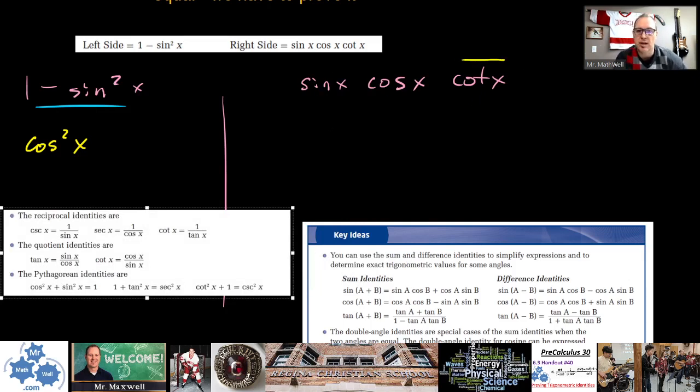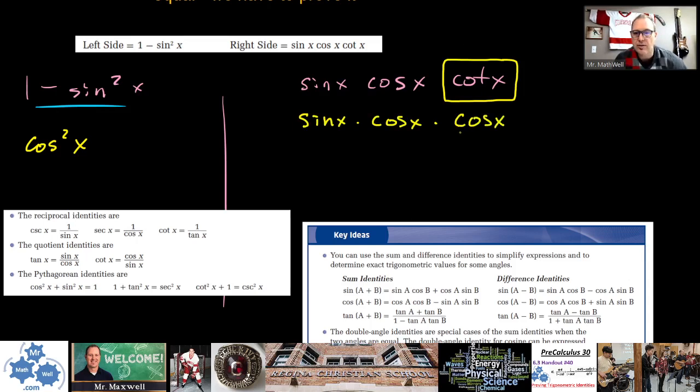And I'm noticing this right here, cotan. Now I can change cotan into, and I see it down here, cos x over sine x. Okay, let's do that. So I'm going to write this sine x, just leave that there. I'm going to leave cos x there. And I'm going to write this as cos x over sine x. Now, what that does is it opens up a lot of different mathematical simplification opportunities.